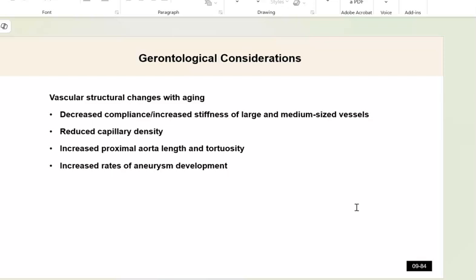There are 2 major changes that occur in the arteries with aging. We get increased arterial stiffness, which propagates throughout the vascular bed centrally to peripherally, which causes the endothelial dysfunction.